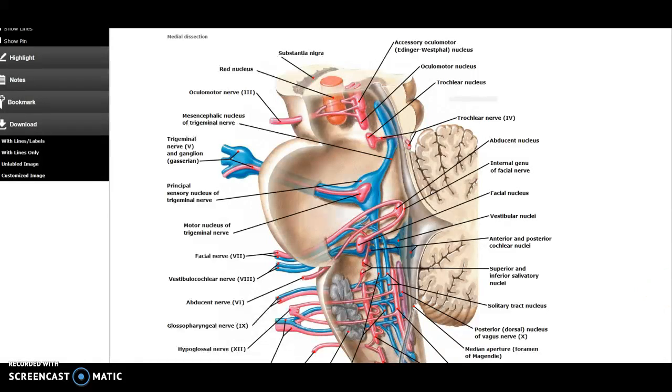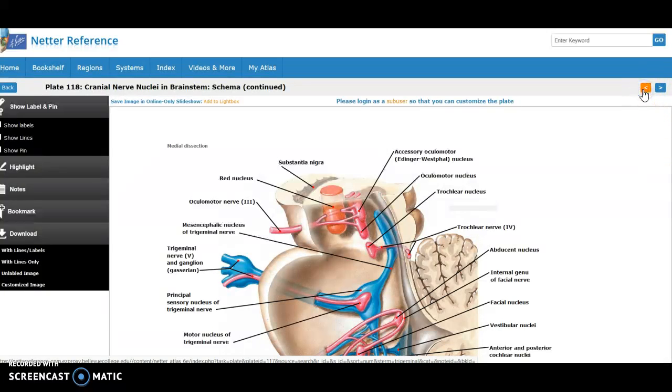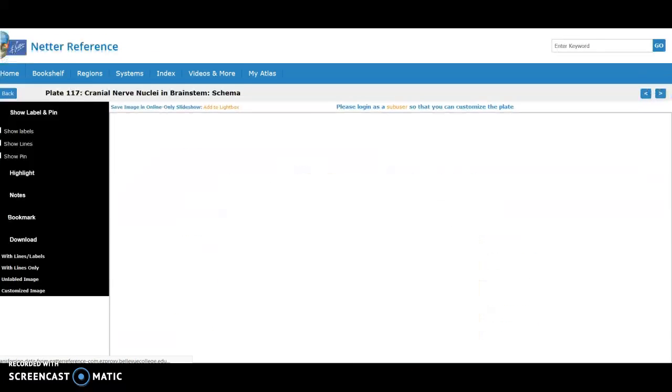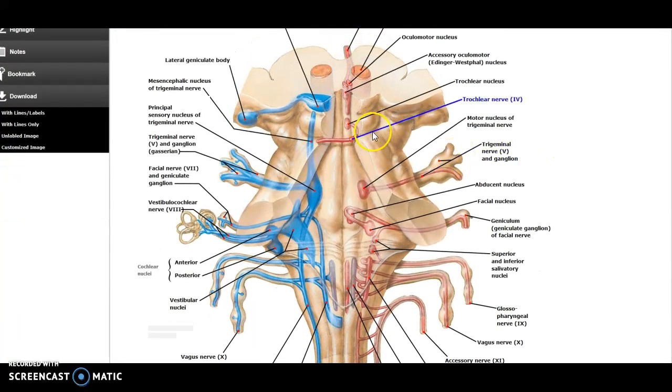I'm going to just slide down here a little bit and see if I can bring it up. Oh, there we go. And then this is a view from the posterior side, and you can see that they've kind of opened up the brainstem so that you can see both sides of the brainstem and the nuclei and where they originate. And it just gives you one more view to take a look and get a little more familiar with how those nerves exit the brainstem and feed the rest of the brain and body.